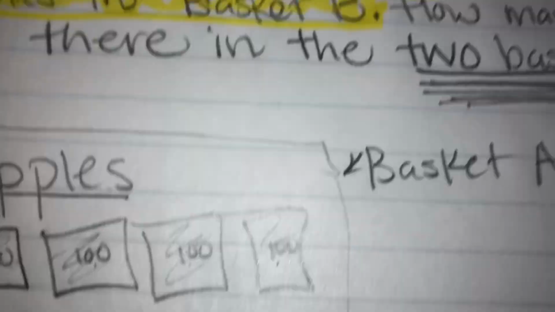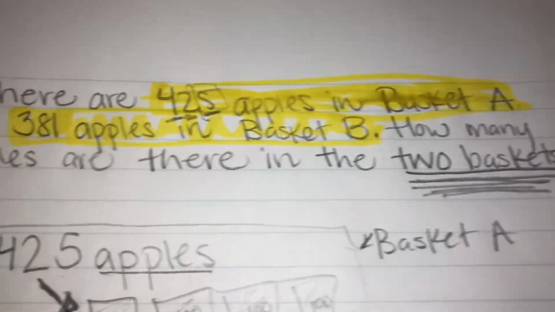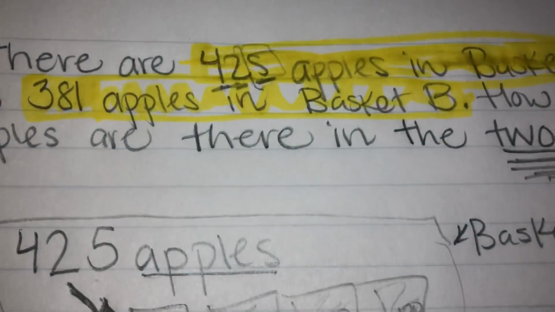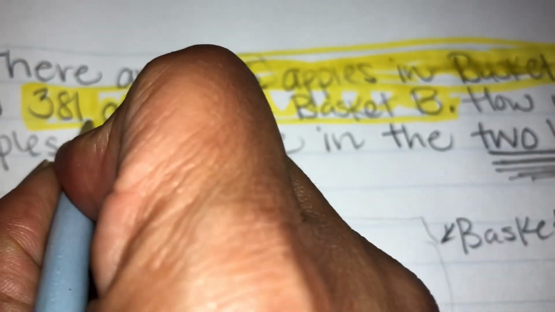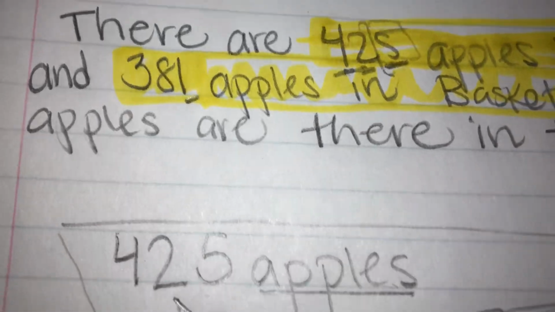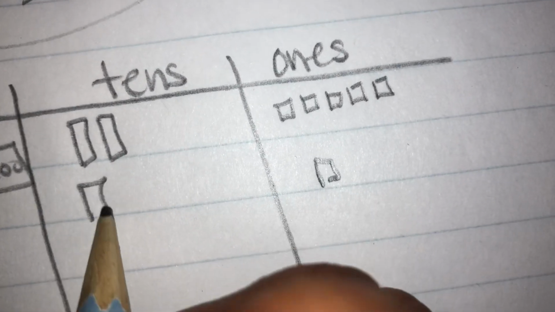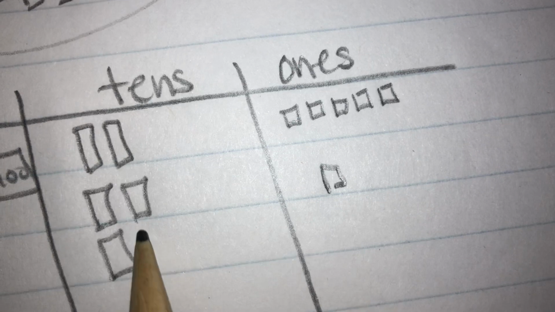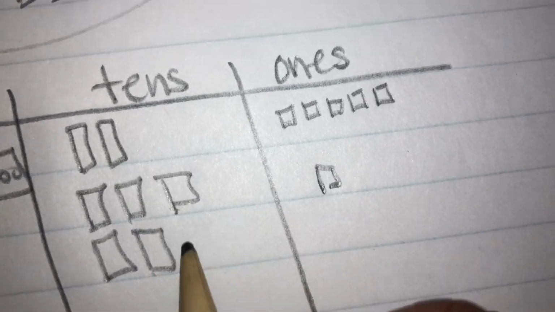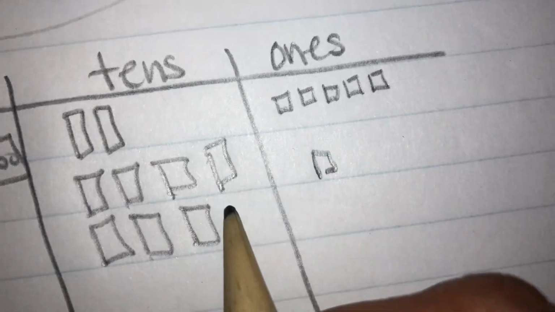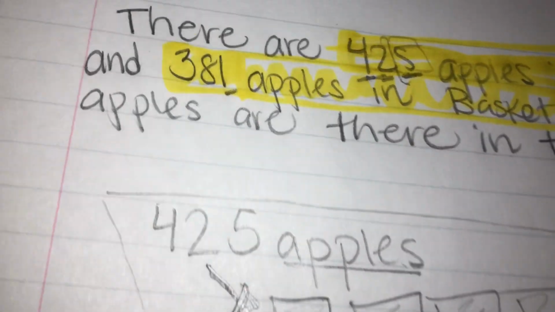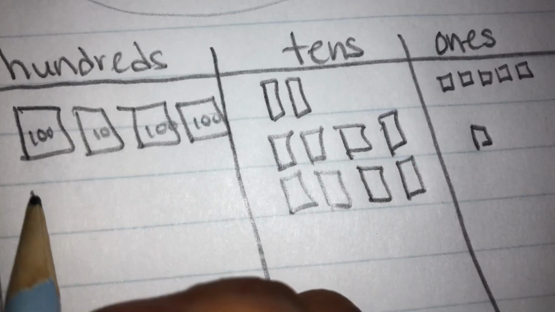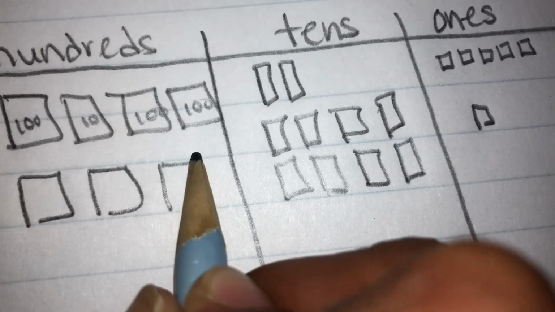Okay, how many apples are in basket B? There are 381. Again, because we're doing a place value chart, we're going to start with the ones. So 1 one, and 8 tens. So we go 1, 2, 3, 4, 5, 6, 7, 8 tens. And we have 300, so we go to the hundreds place and we draw 3 hundreds. 1, 2, 3.